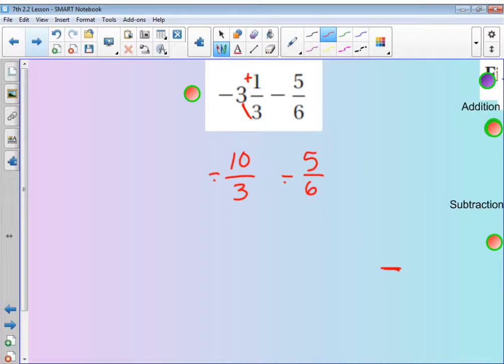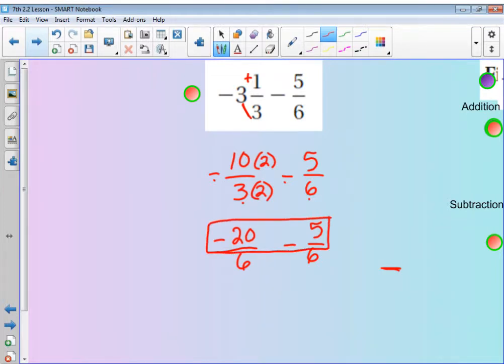Now, because I'm okay with common denominators, I'm looking at this and saying, will 3 go into 6? Yes, it will. It'll go in there twice. Okay, so whatever I did to the bottom, I have to do to the top. So now I have negative 20 over 6 minus 5 over 6. That one's not going to change. I know the bottom number is going to be 6.